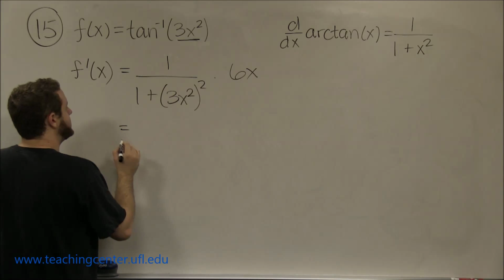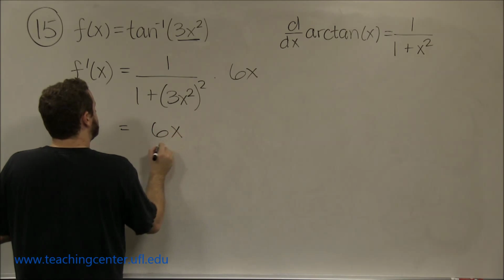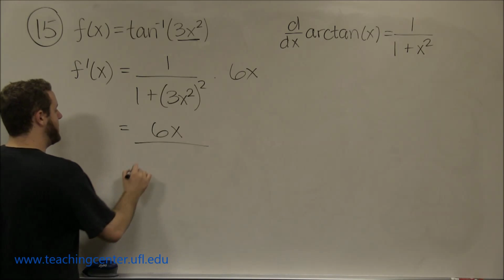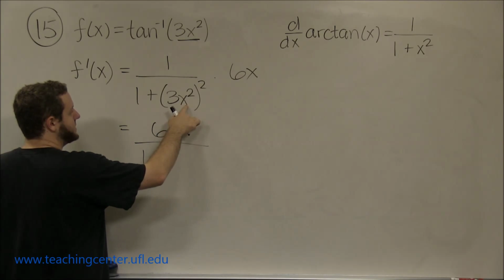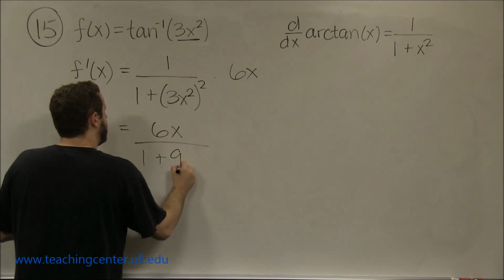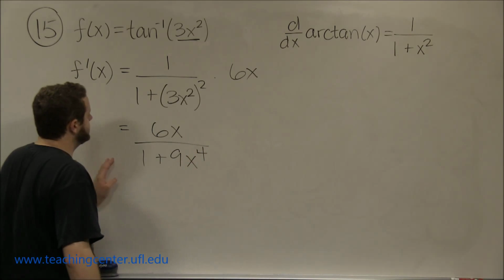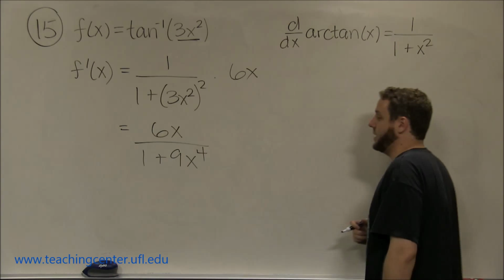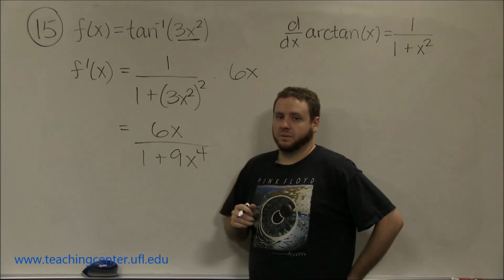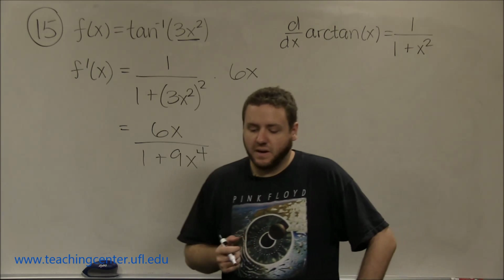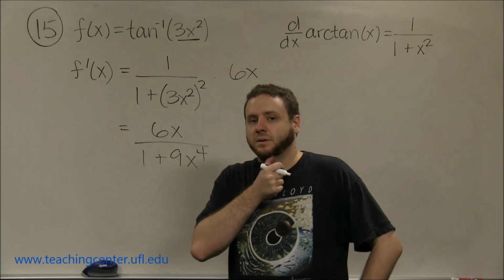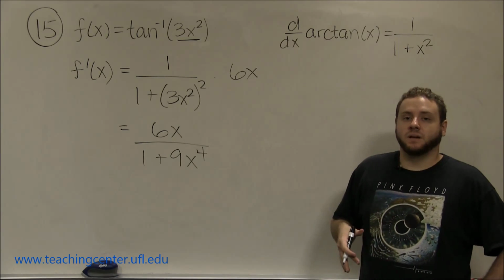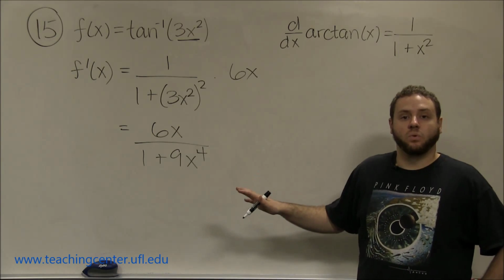So therefore, in a more simplified form, our derivative becomes 6x on the numerator. And the denominator, 3x squared squared, is 9x to the fourth. So there's our derivative, 6x divided by 1 plus 9x to the fourth. So we're asked to find the slope of the normal line at x equals 1. So let's first find the slope of the tangent line, which is just when we plug in 1 here.